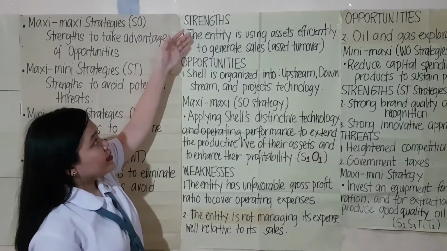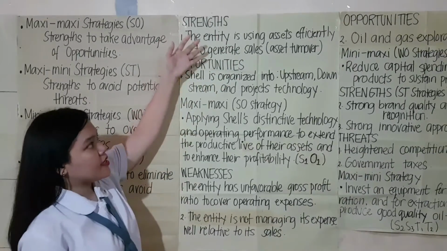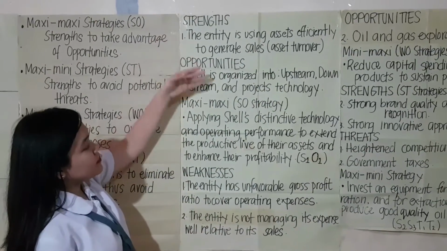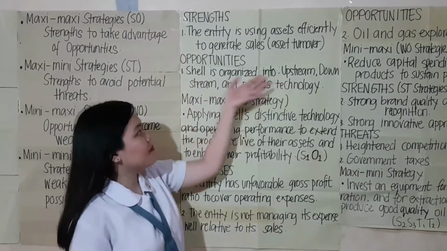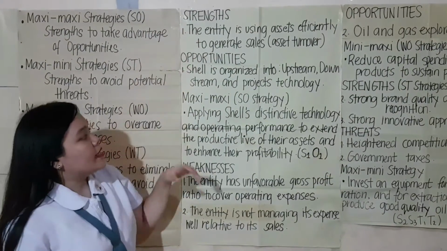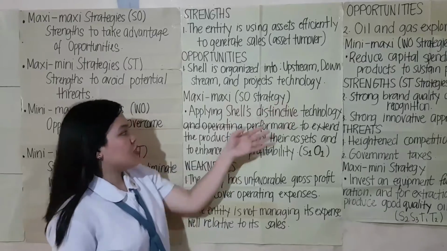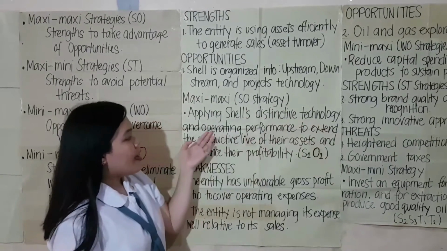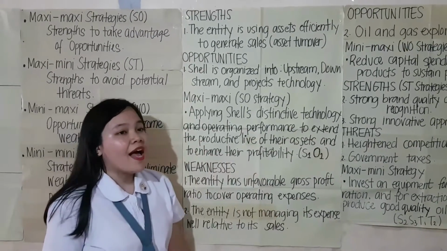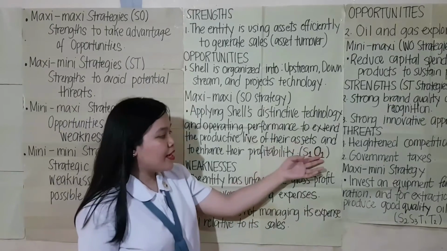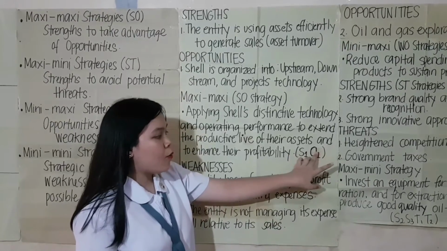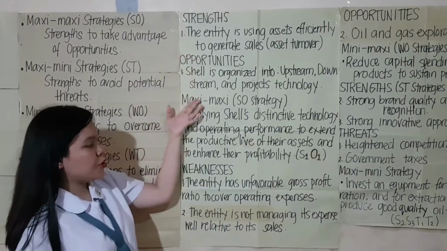Strength number 1, the entity is using assets efficiently to generate sales, which comes from the asset turnover. The number 1 opportunity of Shell is organized into upstream, downstream, and projects technology. So having this finding of strengths and opportunity, they formulated the maxi-maxi or SO strategy: applying Shell's distinctive technology and operating performance to extend the productive life of their asset and to enhance their profitability. As you can observe, they write it suffixing the S1 and the O1 of the strengths and opportunities.